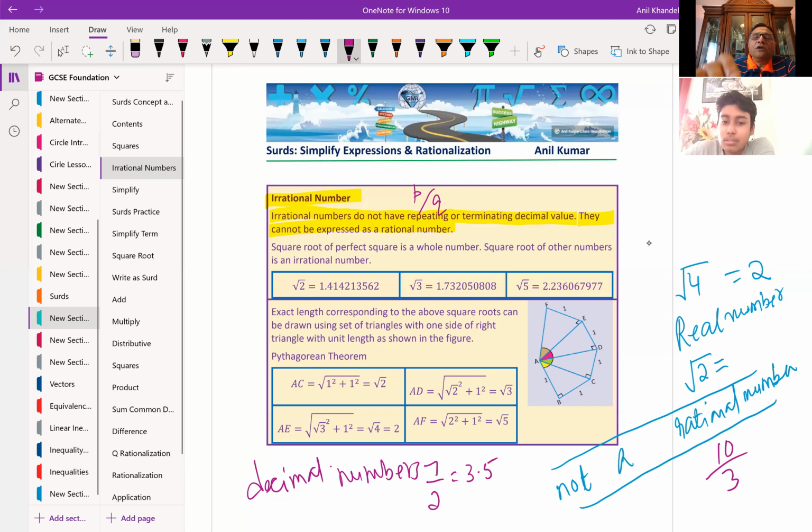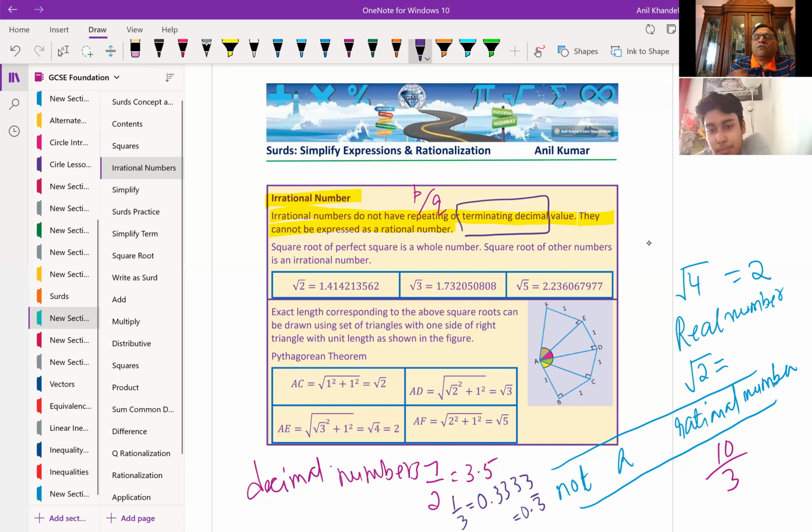If I do 1 over 3, what do I get? You get 0.33 and so on, infinitely. We could also write it with a bar. So this is called repeating. So we have two types of decimal numbers which we have discussed here. One is terminating, and the other one is repeating. If we have repeating or terminating decimals, they can be expressed in the form of P by Q, and they are therefore called rational numbers.